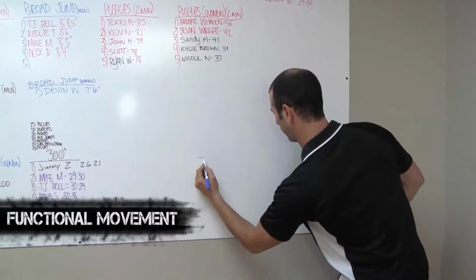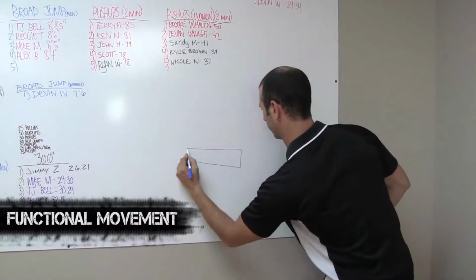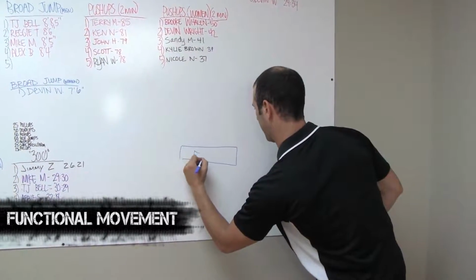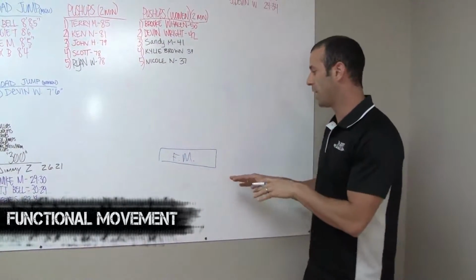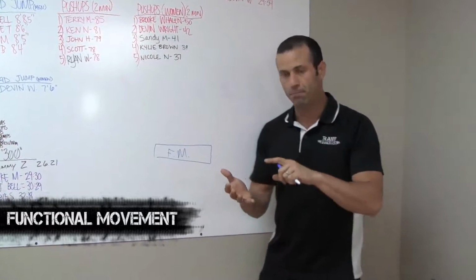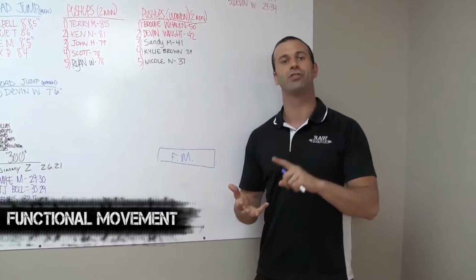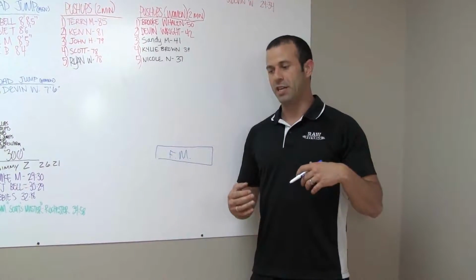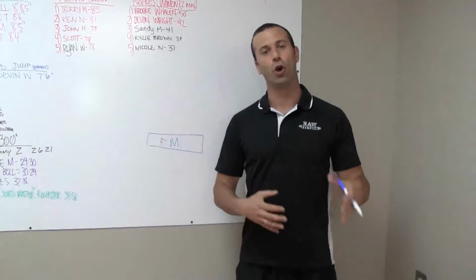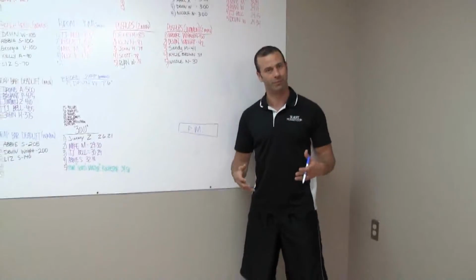Now the bottom layer of the pyramid is what we'll call functional movement, okay? So we'll just put functional movement. Now functional movement is made up of two things. It's made up of mobility and it's made up of stability. Mobility, very simply, is the athlete's ability to go through a certain range of motion.